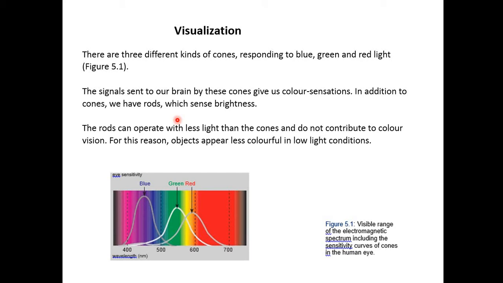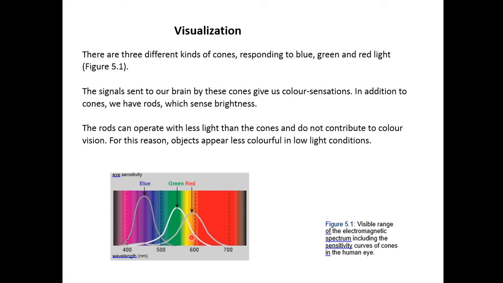While animals have only rods, they do not have cones in their eyes, so they cannot distinguish or visualize the colors. The rods can operate with less light than the cones because they only sense brightness and do not contribute to color vision. So for color vision, a person should have perfect cones in his or her eye, so that he or she could visualize the colors with best efficiency.